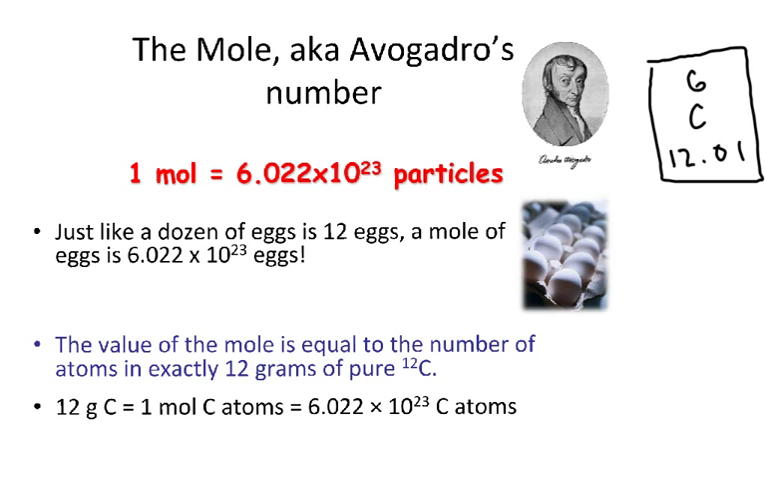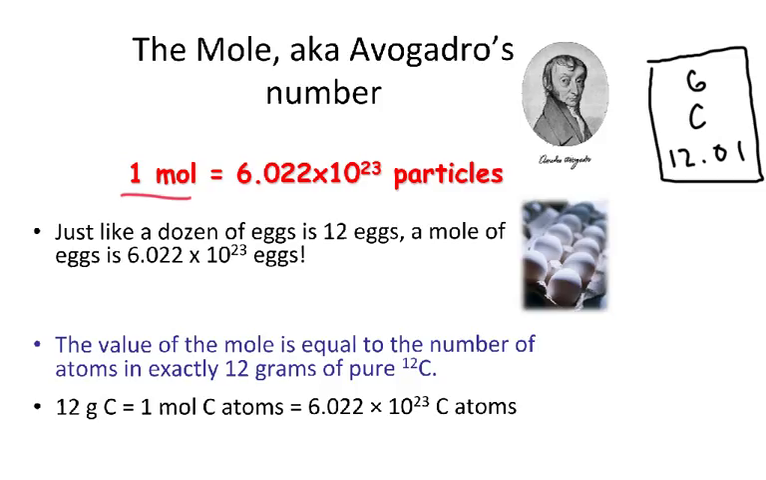Okay, so the very last thing we need to talk about in Chapter 2 is this idea of Avogadro's number and the mole. So in chemistry, the counting unit that we use for counting anything, for counting atoms, molecules, ions, whatever, is the mole. The mole is abbreviated mol. 1 mole is equal to 6.022 times 10 to the 23 particles.